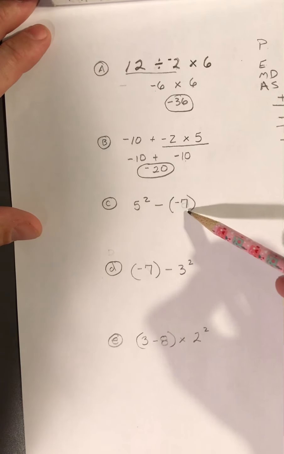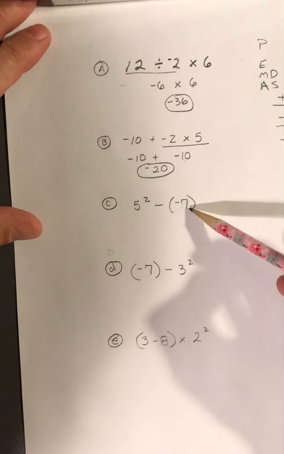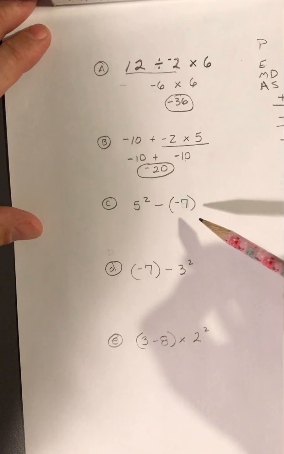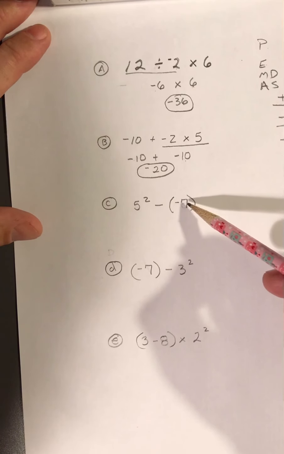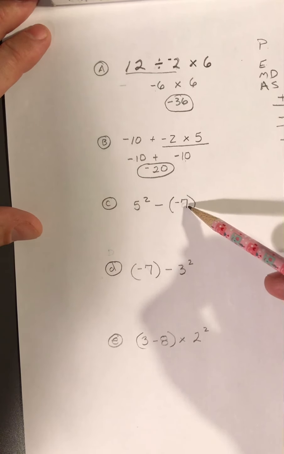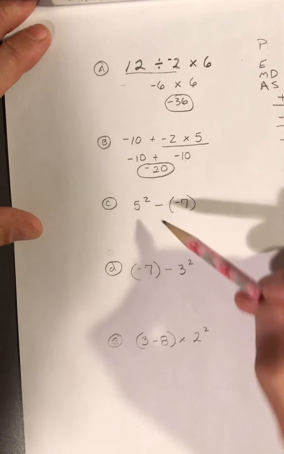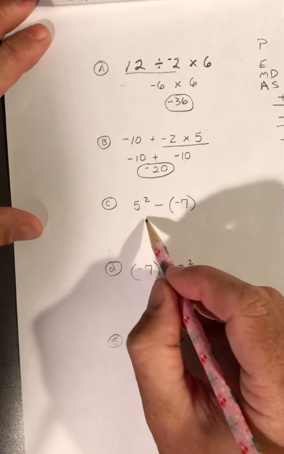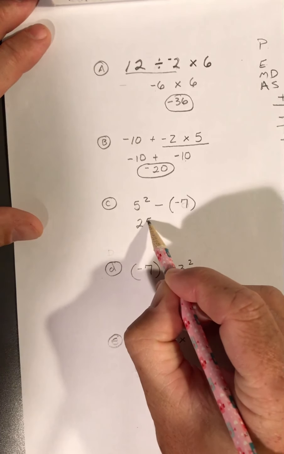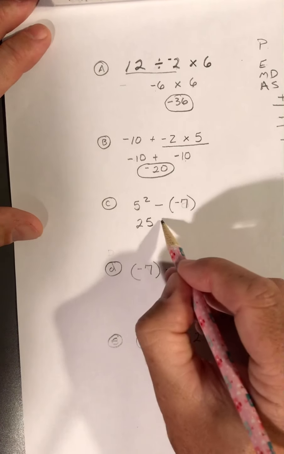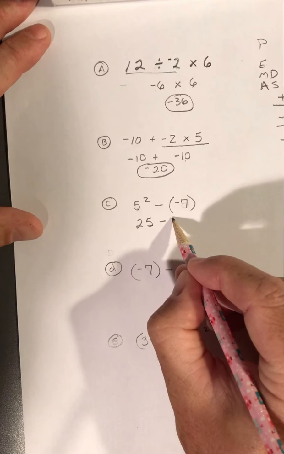All right, C, parentheses. I have a parentheses here, but there's nothing to simplify inside it. The P in PEMDAS refers to simplifying inside parentheses or grouping symbols, so I have nothing to do here. I do, however, have an exponent, so I'm going to do that. 5 to the second power is 25. I'm going to bring down everything else.